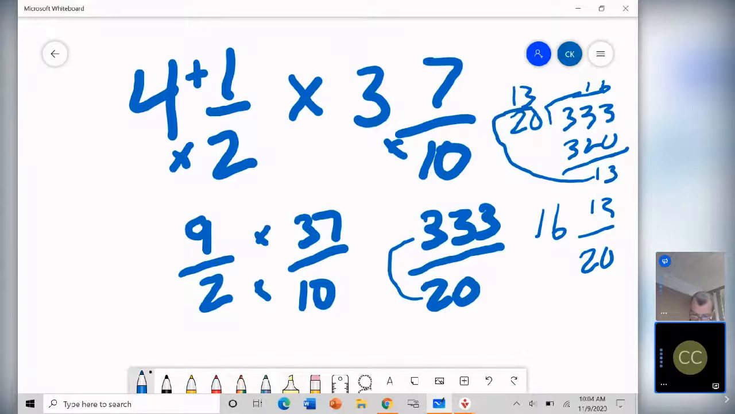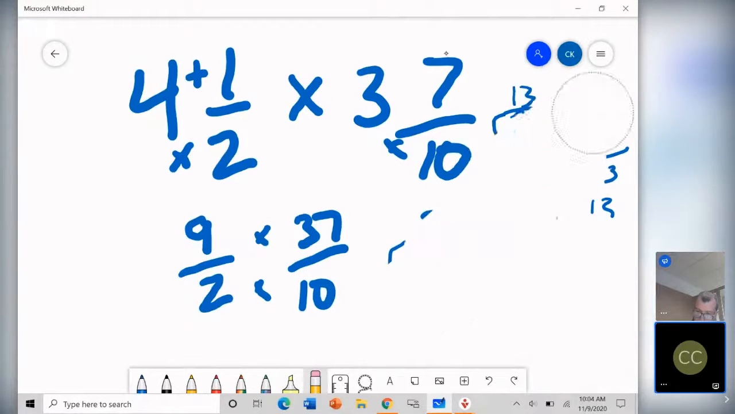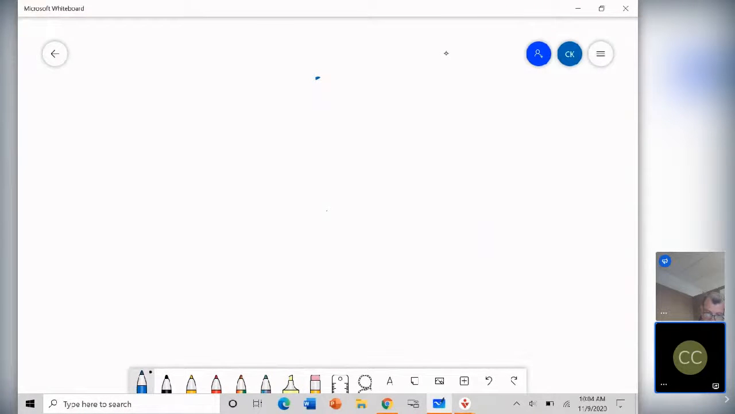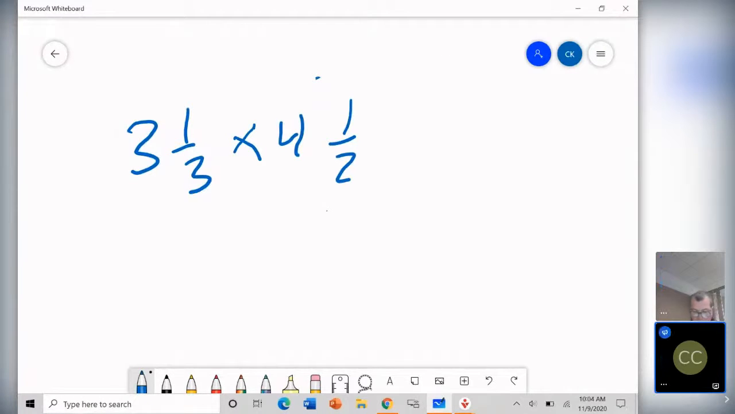Okay, let's do another one. And those are some big numbers, I know. Let's do 3 1/3 times, this one's a little bit smaller, 4 1/2.